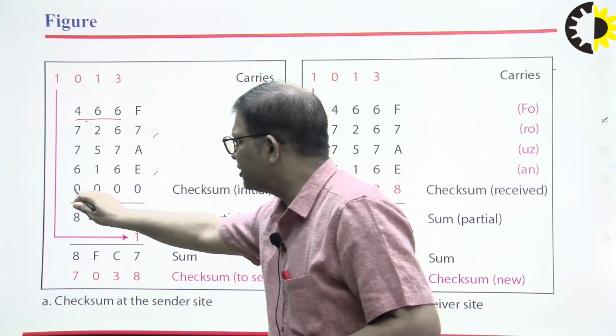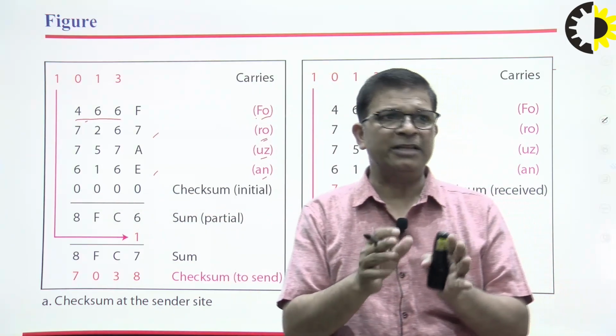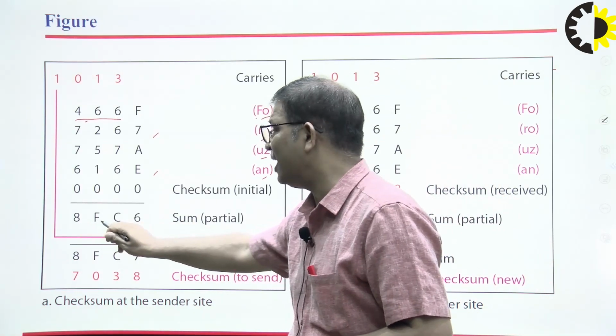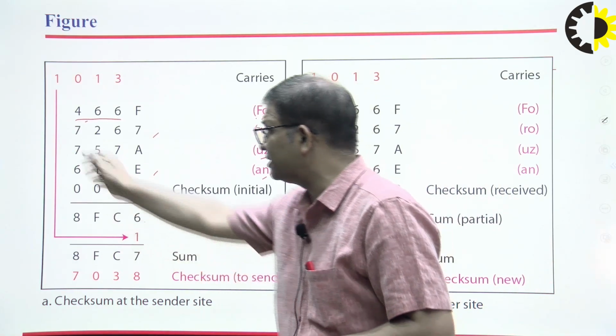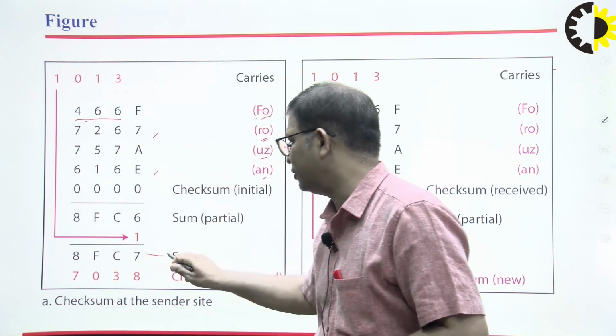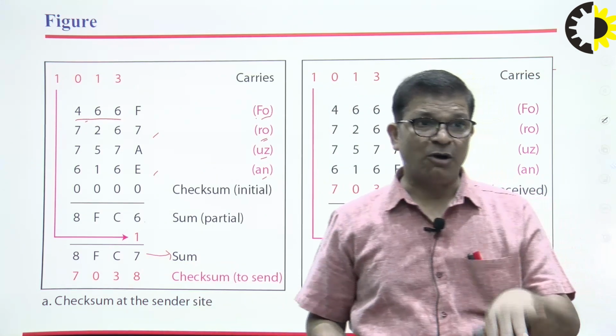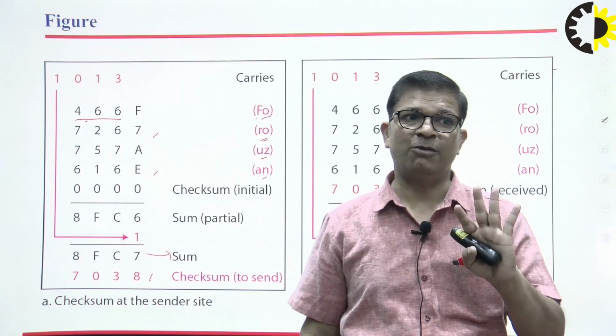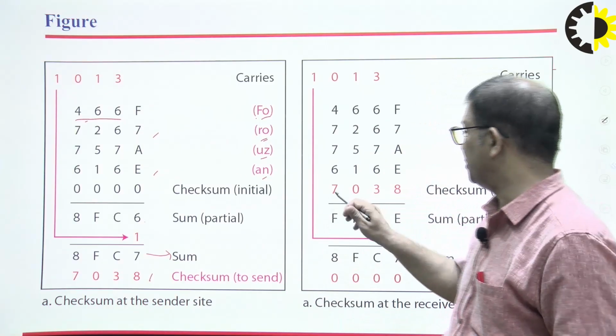Okay. Checksum initially is 0000 because there is no error. And if you add this one, then it becomes 8FC6 and 1 is the carry. So the carry has been added to this side. So this is the sum finally. And the ones complement, this is 7038. This is the ones complement. You are sending this one.